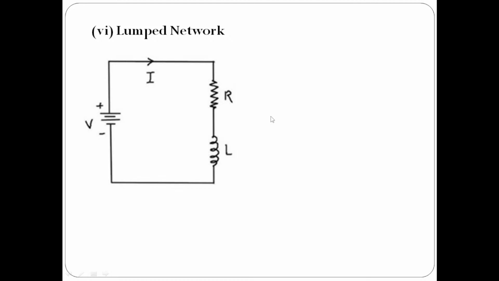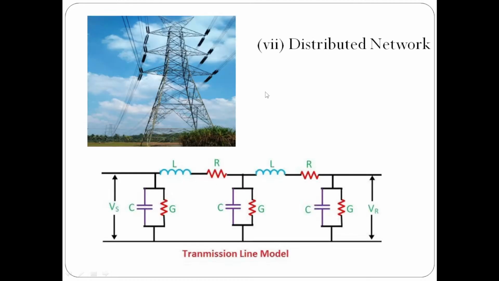Okay, so physically you can separate them. If in the given network the elements are physically separable, then such a network is known as a lumped network. Now let us see the next one, which is the distributed network. A distributed network is a network in which the elements are inseparable. We can't physically separate them. An example for that is the transmission line.